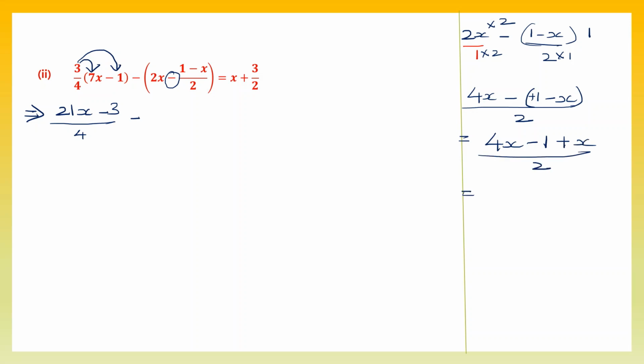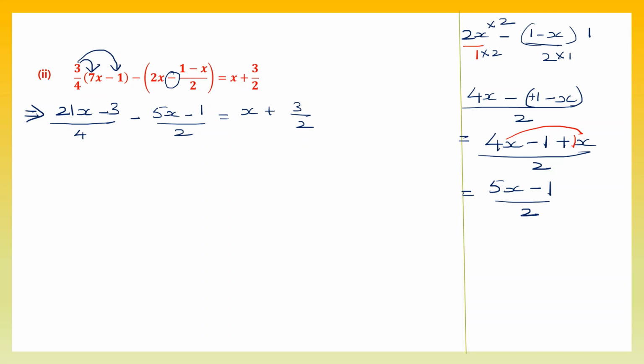So here let's work on the x terms. 4x plus 1x. 4 plus 1 is 5. So 5x minus 1 by 2. So let's write that down. So 5x minus 1 by 2. This is equal to x plus 3 by 2.